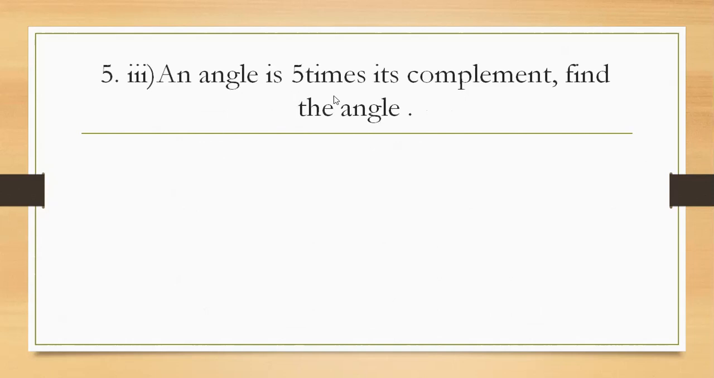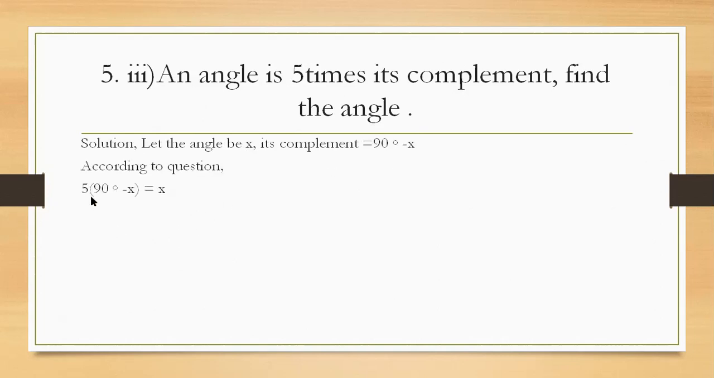Okay. Similarly here, an angle is 5 times its complement. Find the angle. Here, let the angle be x, and its complement, suppose this one. The angle is 5 times this, okay, 5 times of this angle. That's why we have to multiply this complement by 5, then they will be equal.